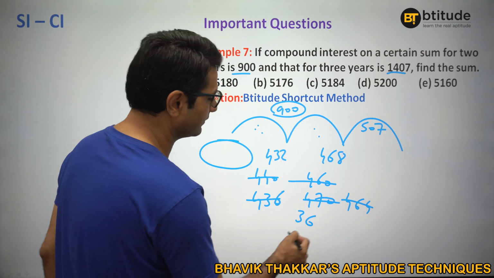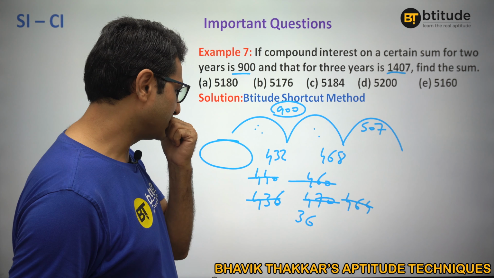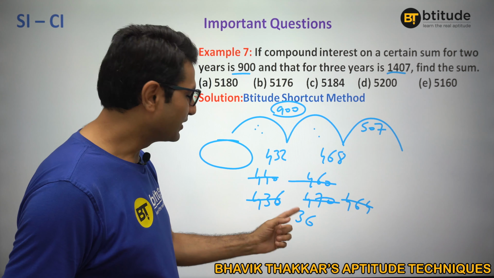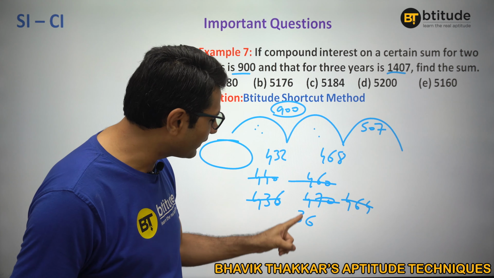36, right? Is this in the 36 table somehow? 36 into 12, 360 plus 72. Yes, it is. So 36 into 12 it is. So that means, are you getting it? I am getting 1/12 of the interest.